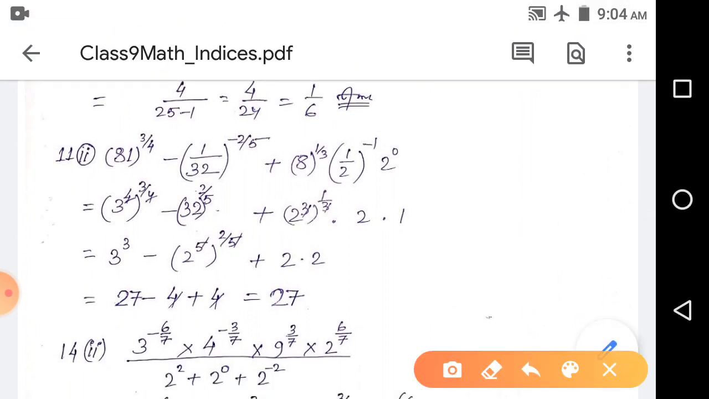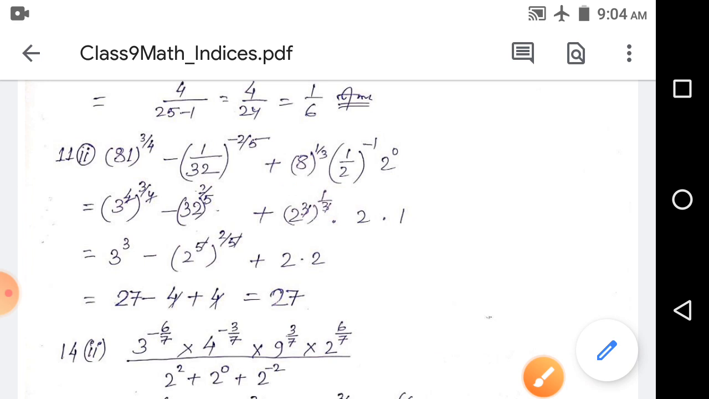So we have 81 whole to the power 3 by 4, and this is 1 by 32 whole to the power minus 2 by 5, this is 8 whole 1 by 3, this is 1 by 2 to the power minus 1, this is 2 to the power 0.